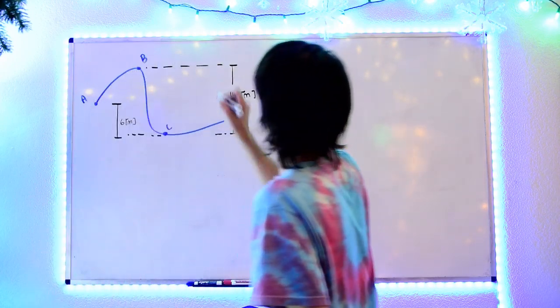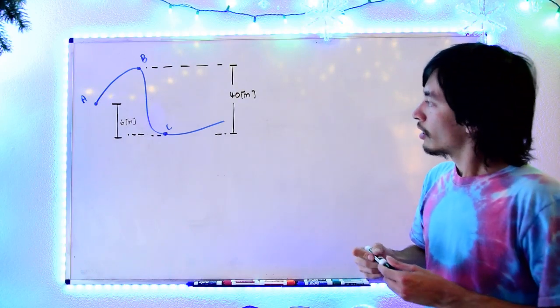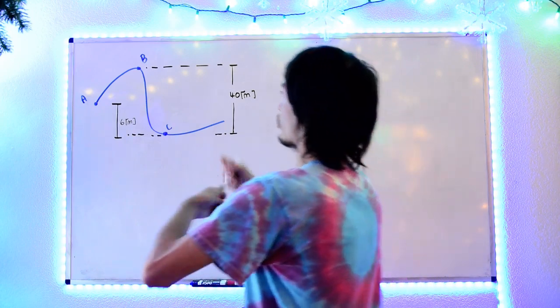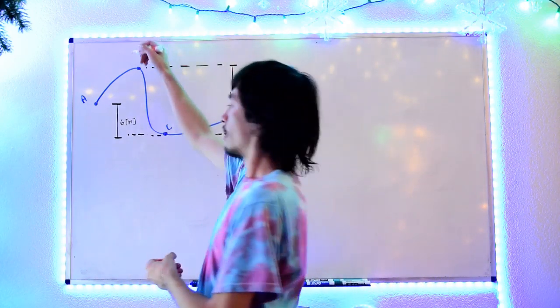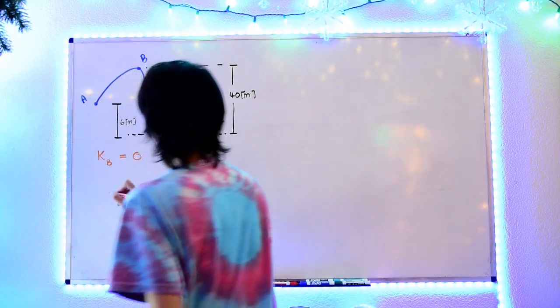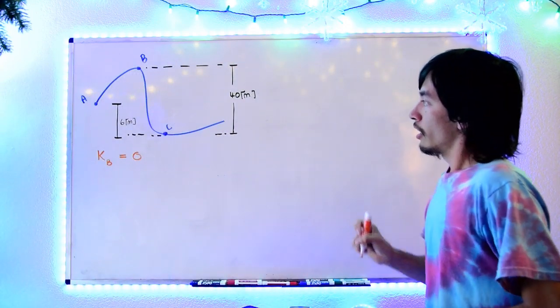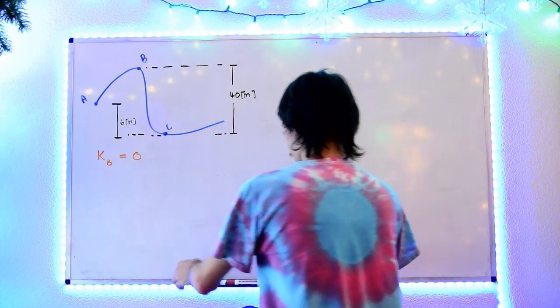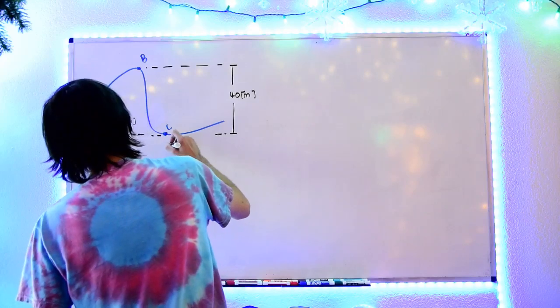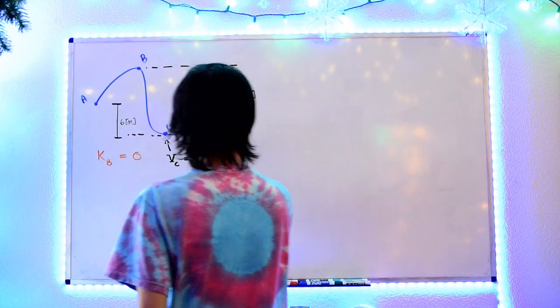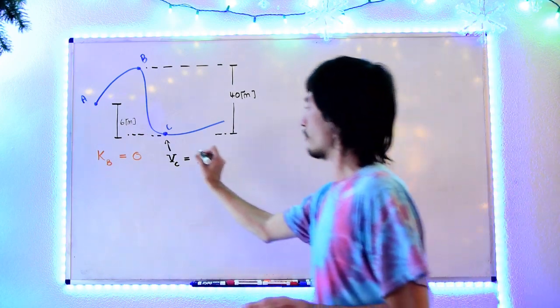Okay, so that distance is 40. And we know a couple of things, so I'm going to write down that the kinetic energy at point B is 0. So KB is 0. And we want to find the speed of the cart at point C. So I'm going to write that I want to know what the speed V at point C is. Okay, so let's find that.